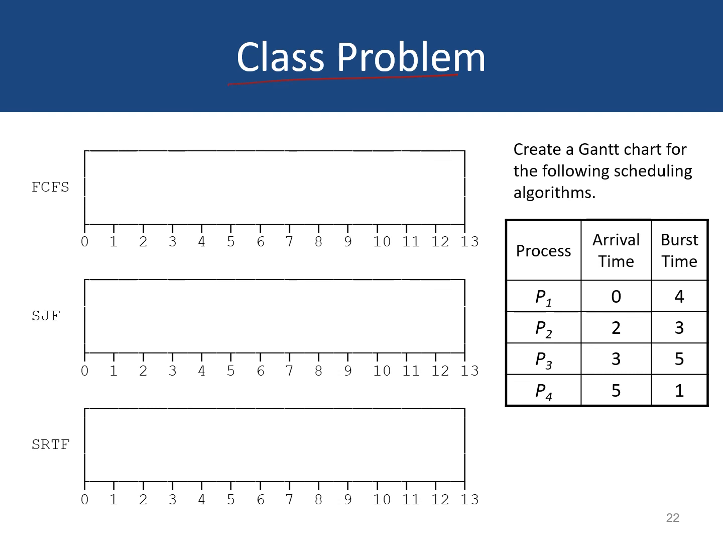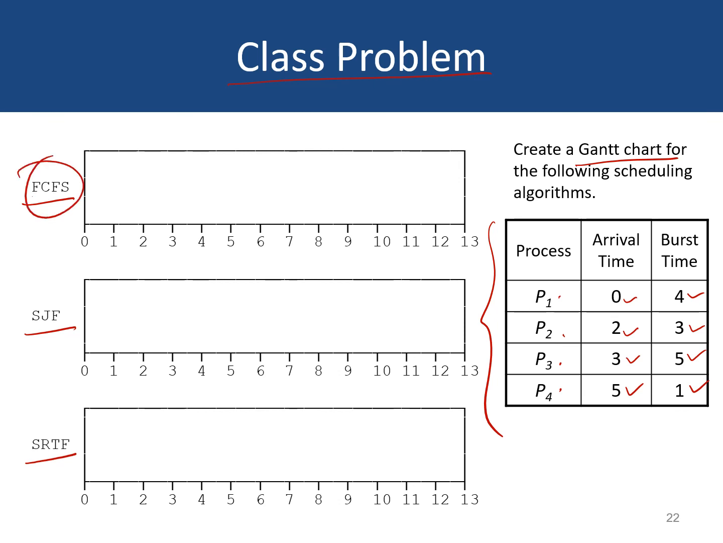Alright, so let's solve this class problem, which is asking us to create a Gantt chart for the given set of processes corresponding to FCFS, SJF and SRTF scheduling algorithms. So we have these four processes P1, P2, P3 and P4, and they arrive in the indicated order. P1 arrives first at time 0, followed by P2 at time 2, followed by P3 at time 3, and finally P4 at time 5. Their burst times are: P1 has 4 milliseconds, P2 has 3 milliseconds, P3 has 5 milliseconds, and P4 requires 1 millisecond on the CPU.